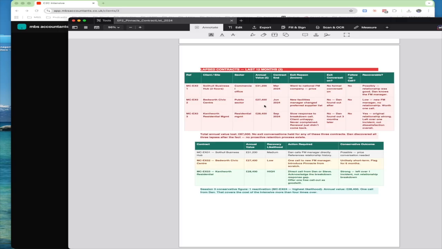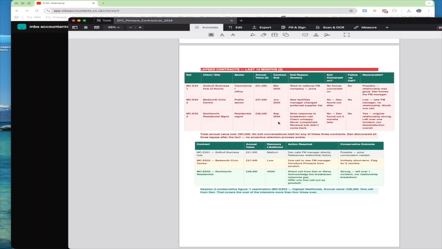There's some significant value in here. Best part of £90,000, 87,000 in fact, of value that was lost. There's no exit conversation, right? There's no formal conversation on this one. Dan found out afterwards what happened. So it was a new facilities manager, changed preferred supplier list, and 3 months later found out that there was a slow response to a breakdown call and the client was unhappy. They never complained. It was just a renewal that didn't end up coming back.